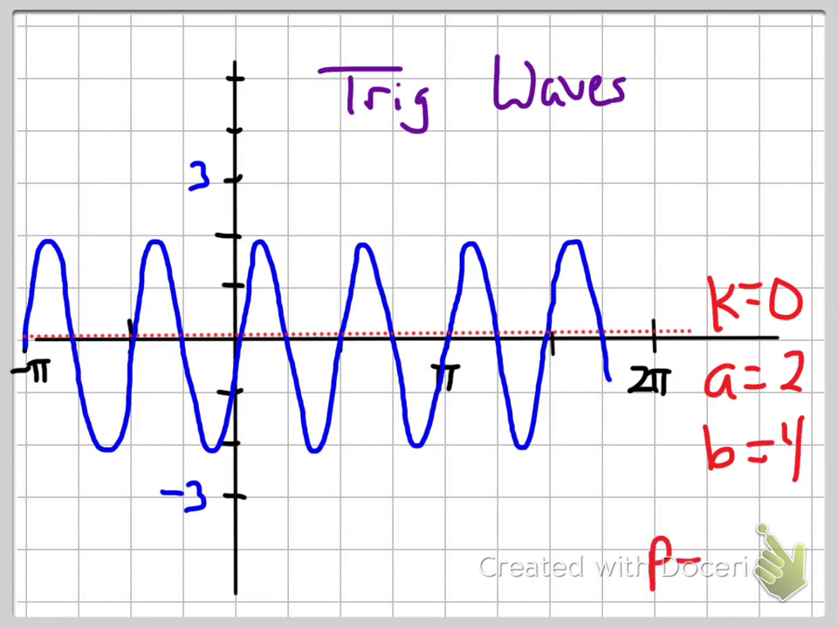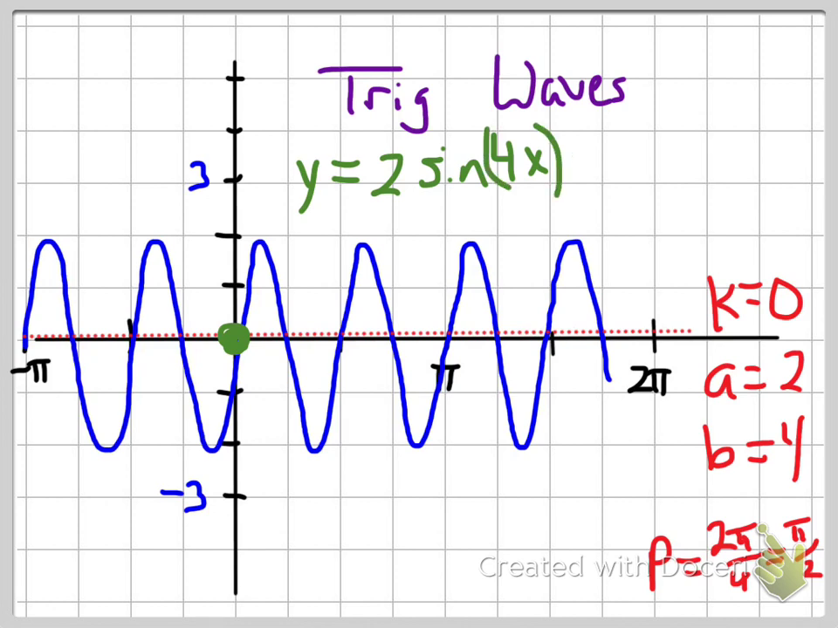Again, the period would be 2 pi over 4, which is pi over 2. But for the equation, I don't need the period. The easiest for this one would probably be to start right here, because that gives me an h value of 0. So I would have y equals 2 sine 4x. And that would be it.